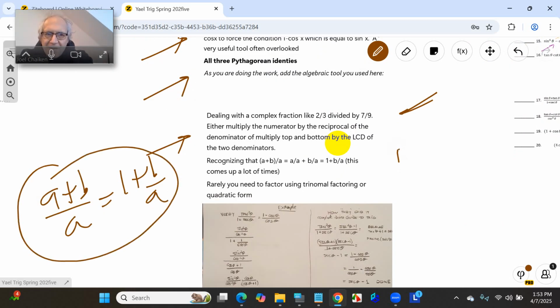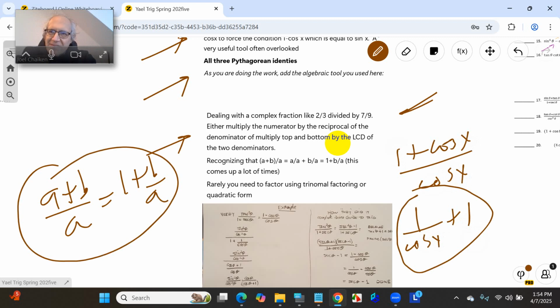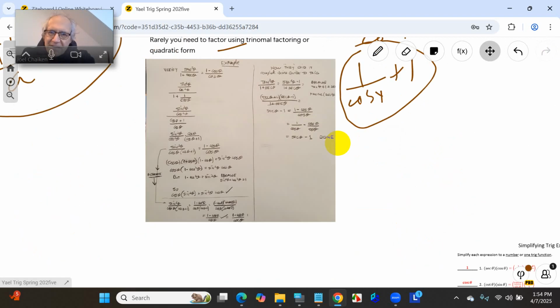Remember we had 1 plus cosine of x over cosine of x is 1 over cosine of x plus 1. That can be really handy if you don't see that. It's very frustrating, but look for it. And occasionally you need to do trinomial factoring. There's virtually no chance you're going to have to do that. Here are a few worked out examples.